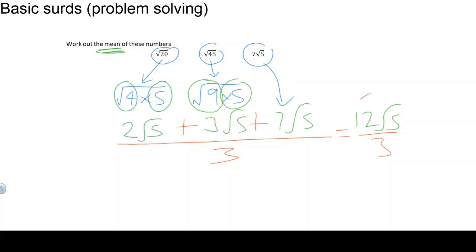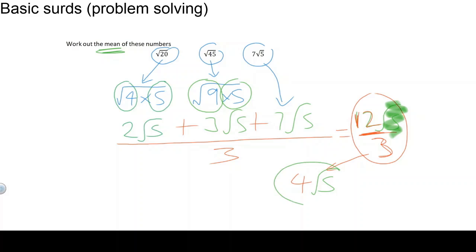So to finalize this question, the answer, 12 divided by 3 gives you 4, and this root 5 stays where it is. That's root 5. So the answer is 4 root 5.